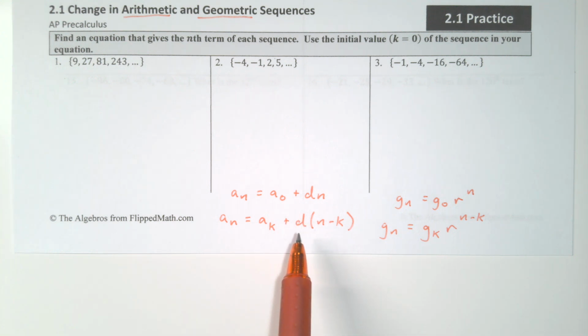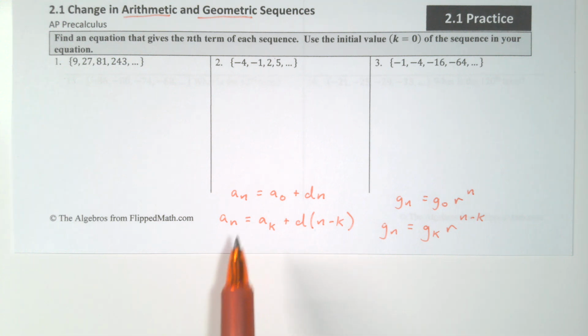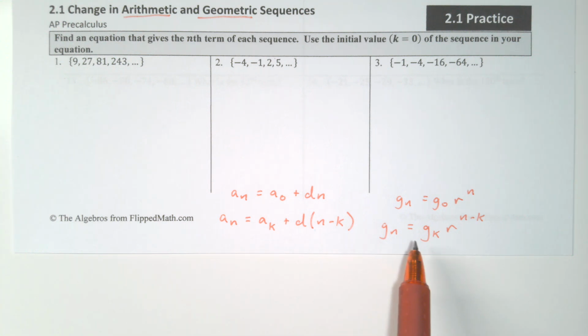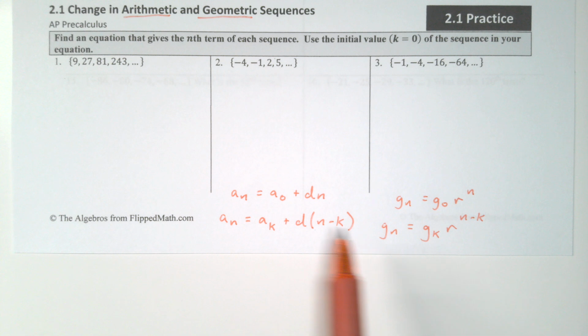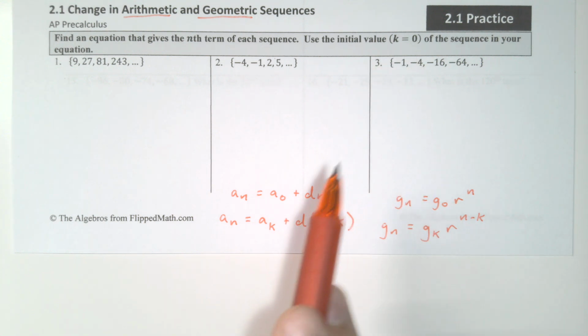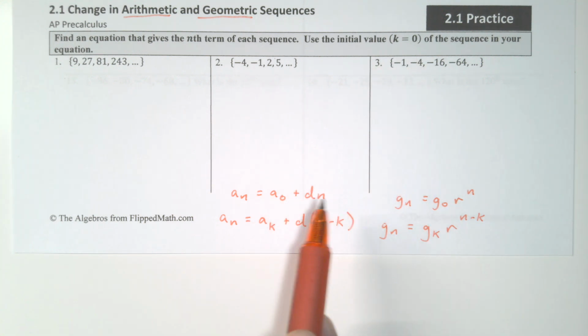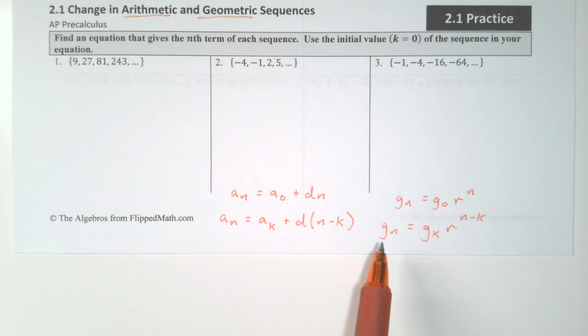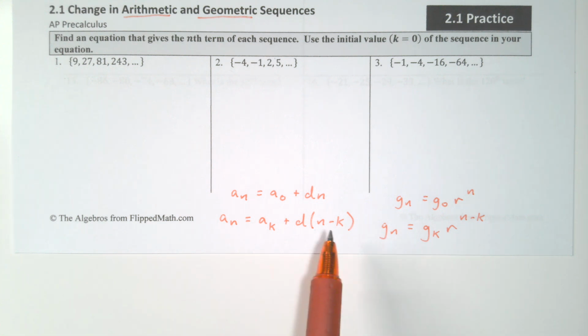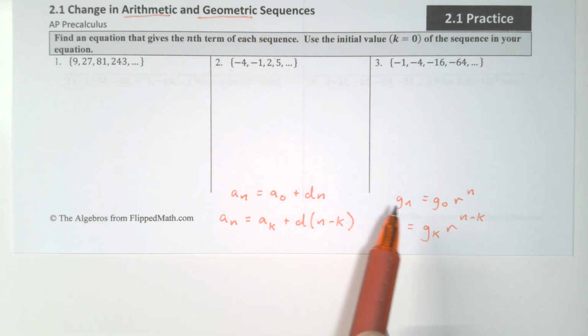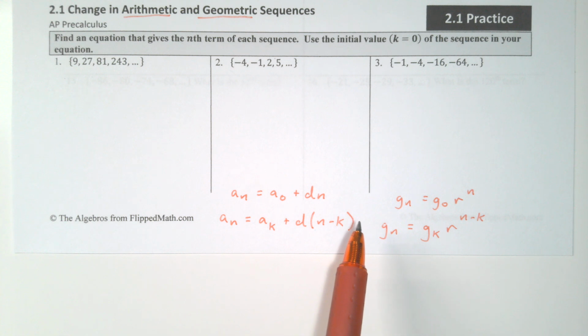So really, I recommend you only memorize the two bottom ones that I've written here, because these are the general formulas where we can base our sequence off of any term. And where k is equal to 0, these are just two special cases of these two formulas. So if you'd like to reduce the amount of memorization that you have to do, memorize these two and understand that the two above those are just special cases.